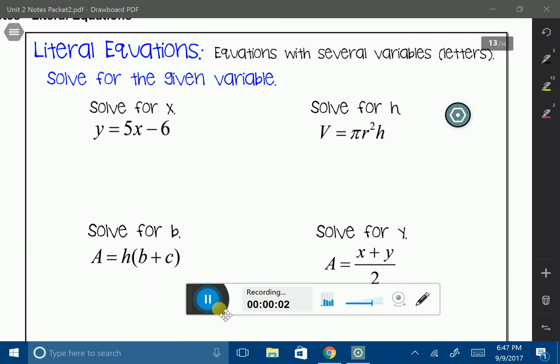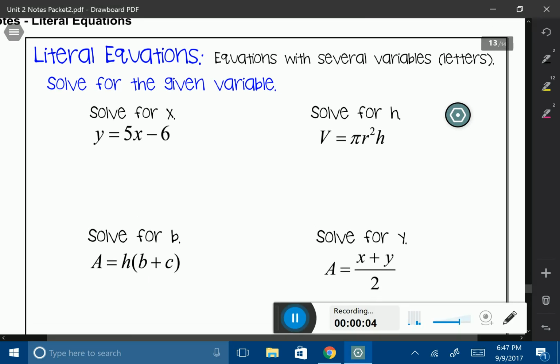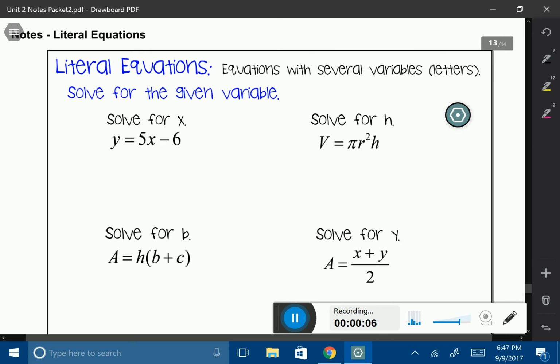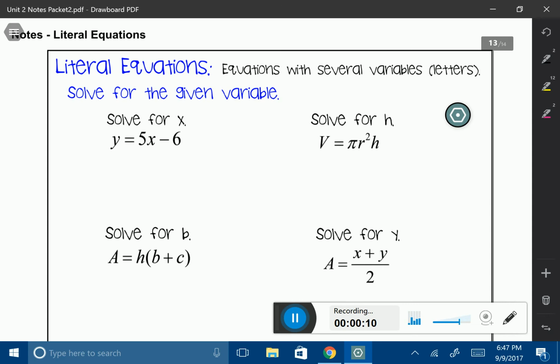In this section, we're going to talk about some more types of equations. These equations are called literal equations, and literal equations are equations with several variables in them. You want to solve for the given variable that you have. This is very applicable, particularly in the sciences, like in chemistry, where you have a formula to work with and you need to solve for one of the variables in the formula.